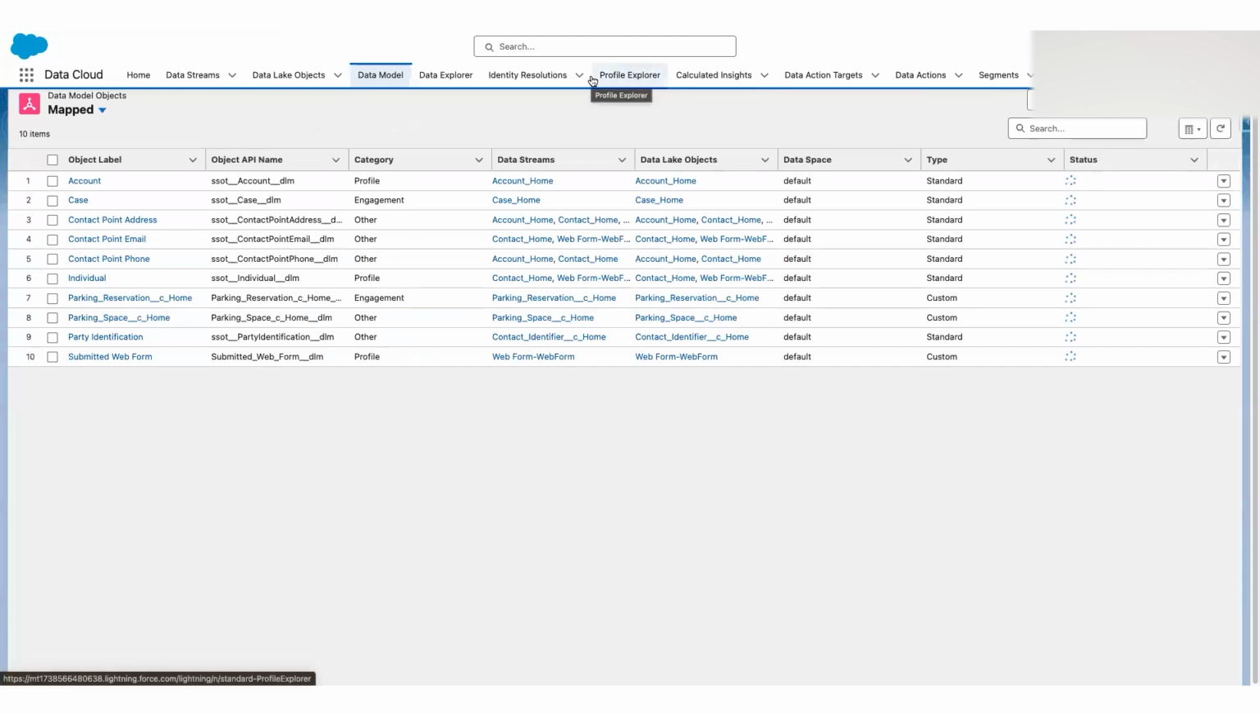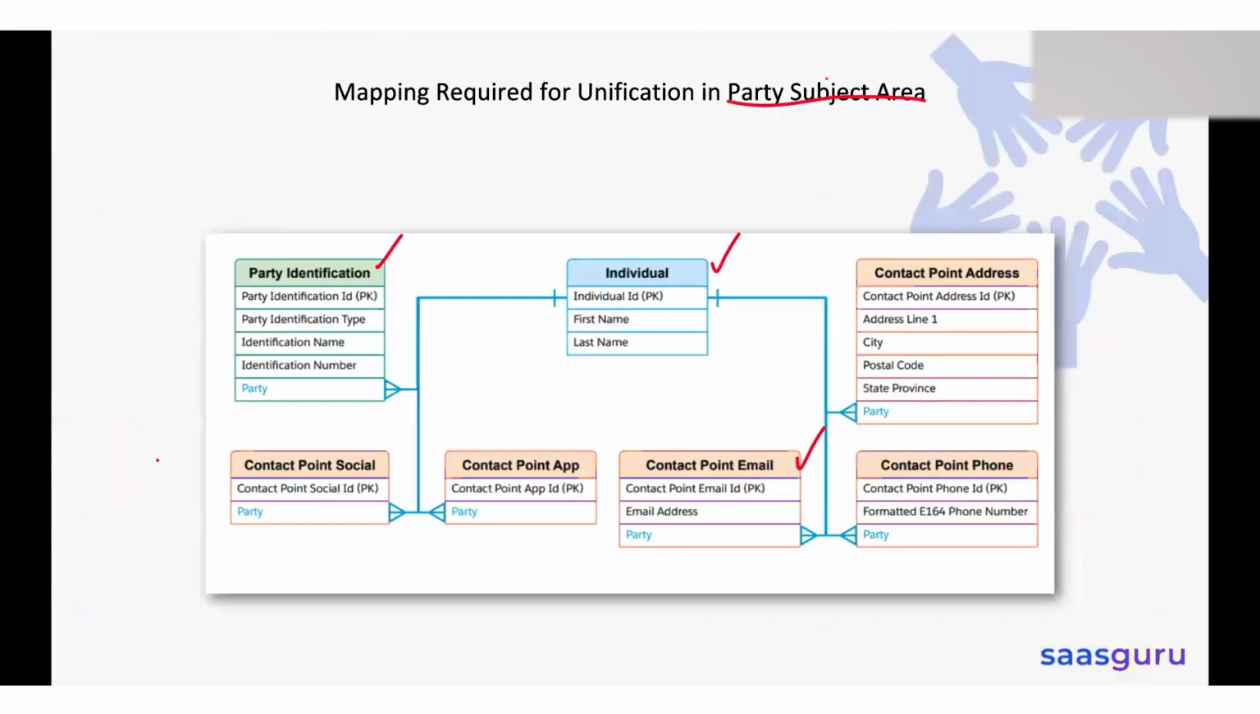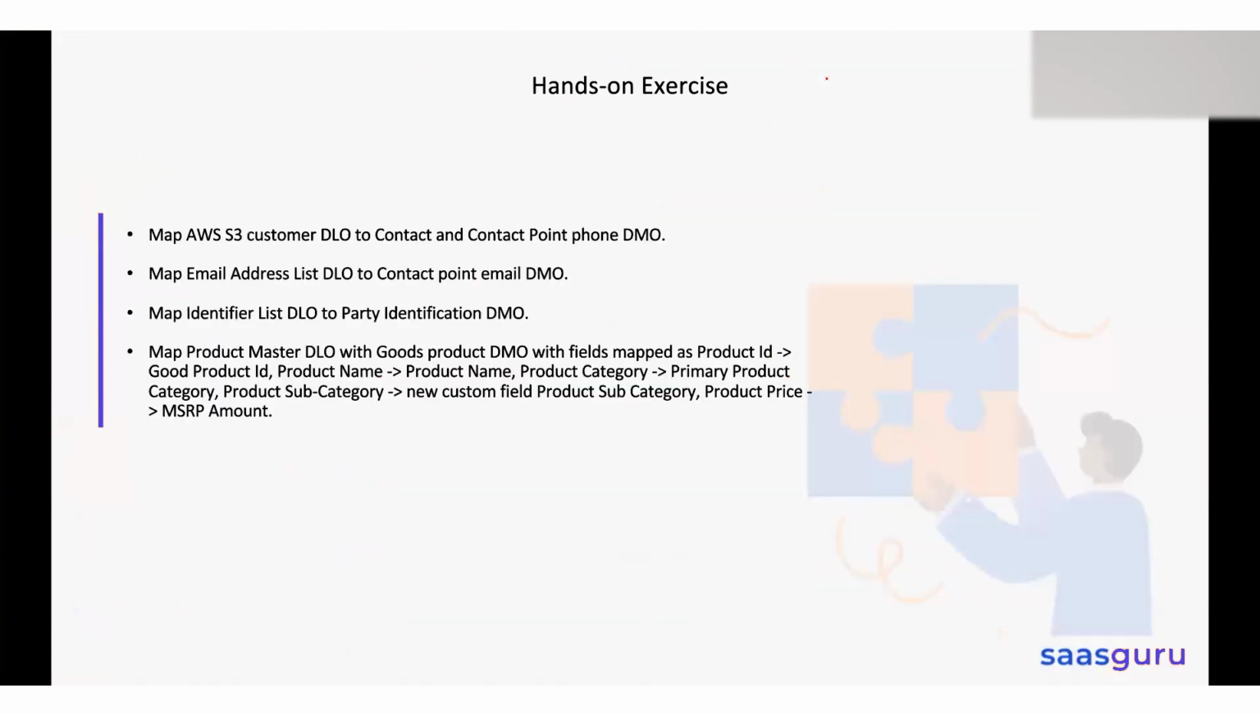We'll go back to the list view and go back to a hands-on exercise. So we have completed a hands-on exercise for Salesforce CRM. Now let's quickly go back to hands-on exercise for AWS, where we have to map the AWS S3 customer, email address list, and identifier list, because these are the DLOs that we created using a transformation. And finally mapping the products, sales orders, and sales order line items from AWS.